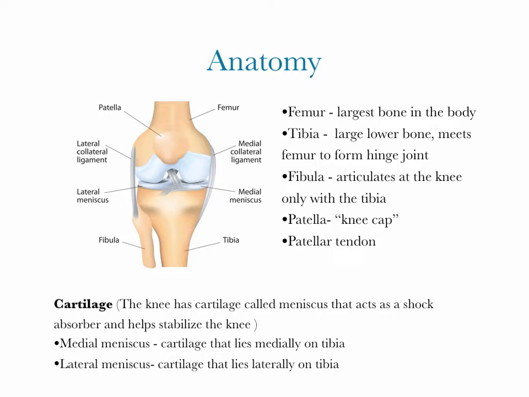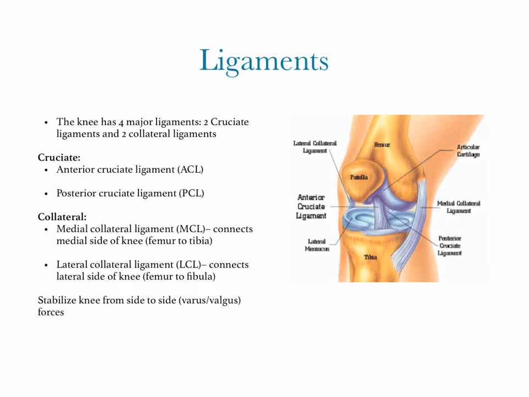The knee has cartilage called meniscus that acts as a shock absorber and helps stabilize the knee. There is a medial meniscus, which is cartilage that lies medially on the tibia, and a lateral meniscus, which is cartilage that lies laterally on the tibia.